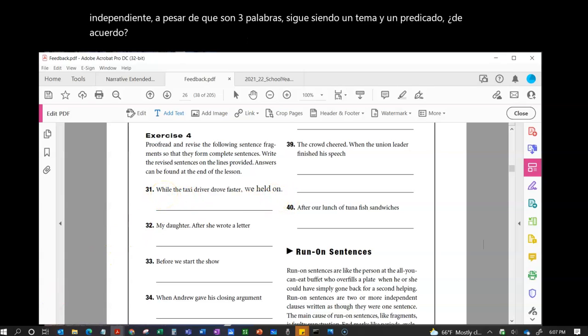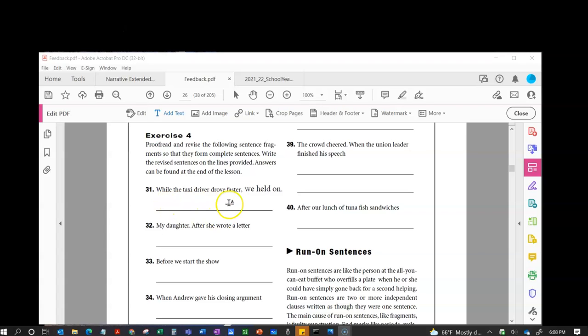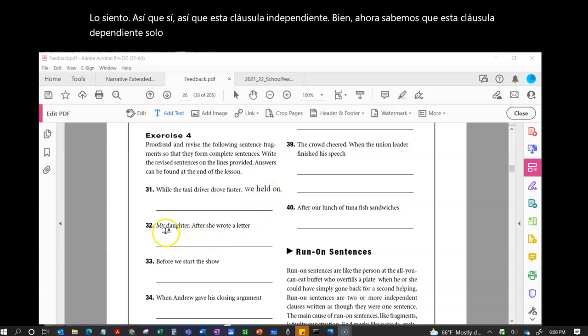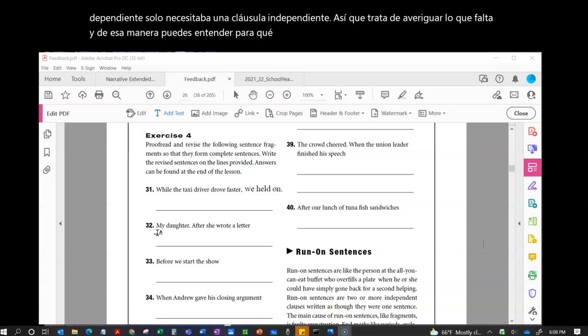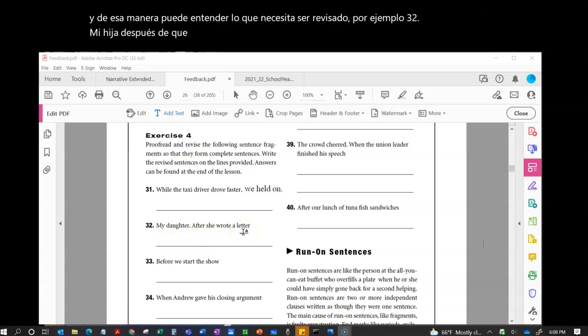Excuse me. Sorry about that. So this independent clause, okay, now we know that this dependent clause just needed an independent clause. So try to figure out what's missing and that way you can understand what needs revising. For example, 32. My daughter, after she wrote a letter.